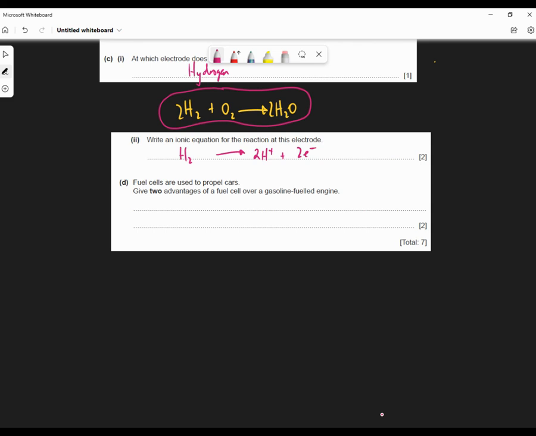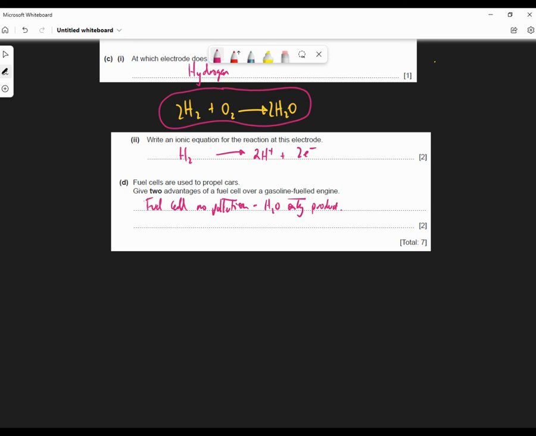That's what happens there. Fuel cells are used to propel cars. Give 2 advantages of a fuel cell over gasoline. Well, obviously, one of the advantages is, when we use a gasoline one, what do we get? Water is the product of a fuel cell, isn't it? Sorry, I'm confusing myself here. So when we use a fuel cell, there's no pollution, because H2O is the only product.